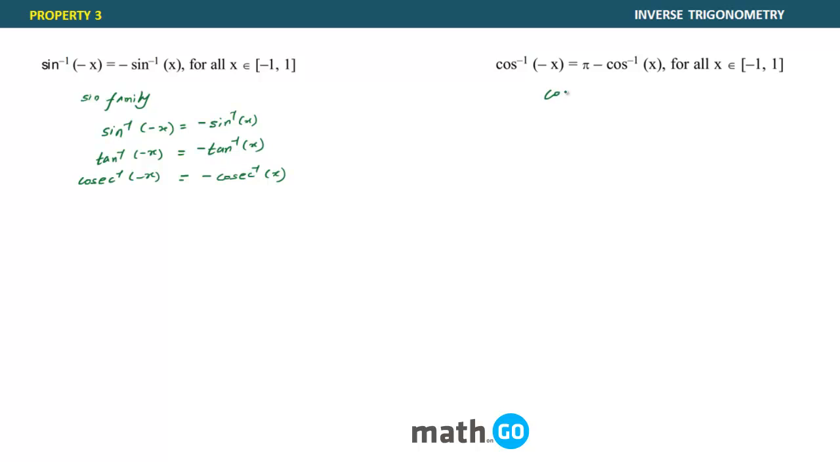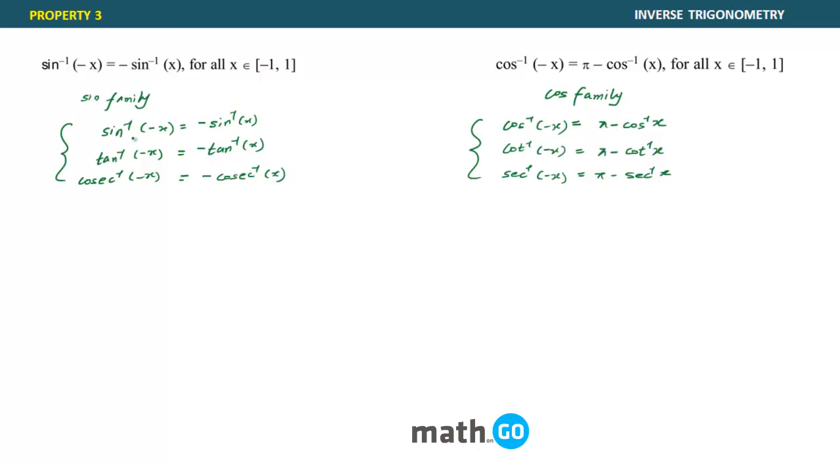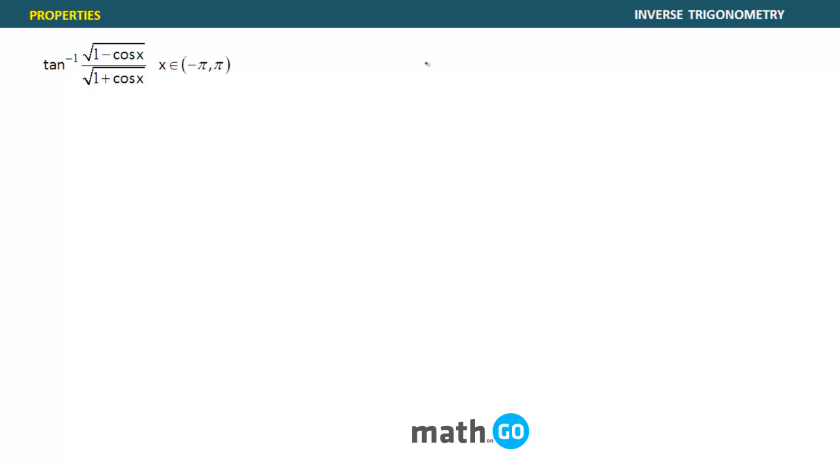Whereas for the cos family, the rule is this: if there is a negation inside the inverse, what you will do is pi minus cos inverse x. The same rule is applied for cot inverse of minus x, and the same rule is repeated for secant inverse of minus x, which is the third member of the cosine family. So you can remember all these properties using the sine family and cos family. Okay, let's take questions on the properties that we have done.